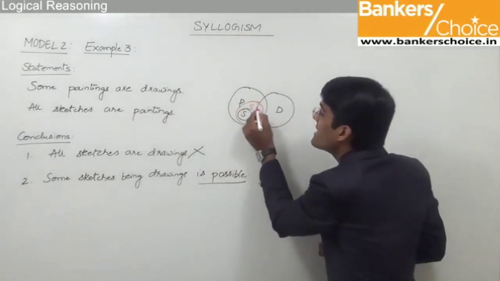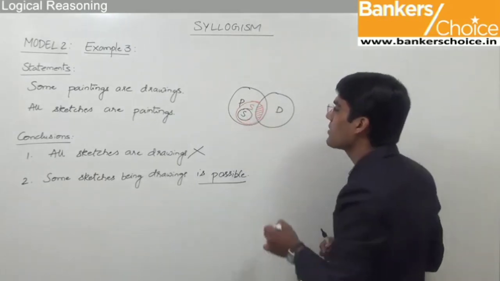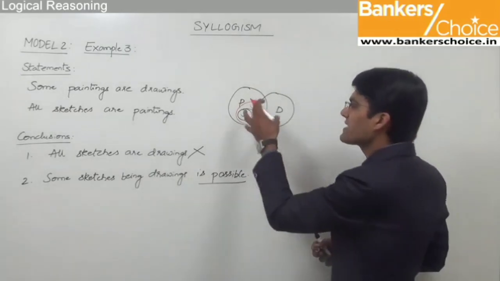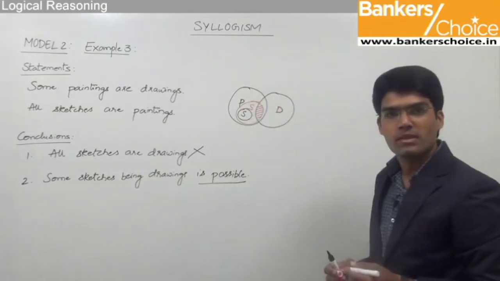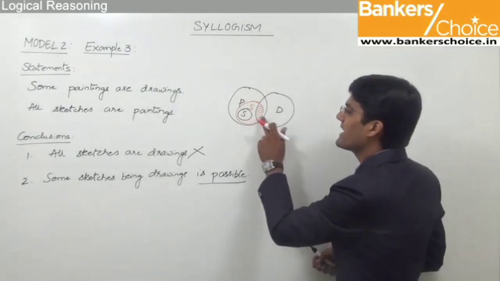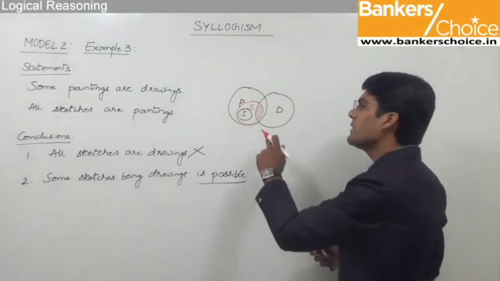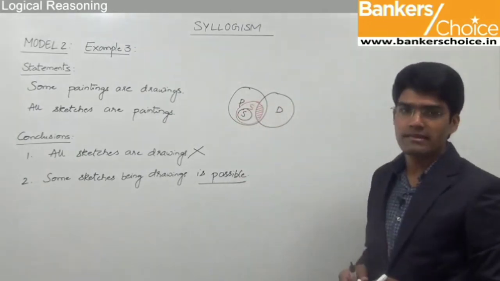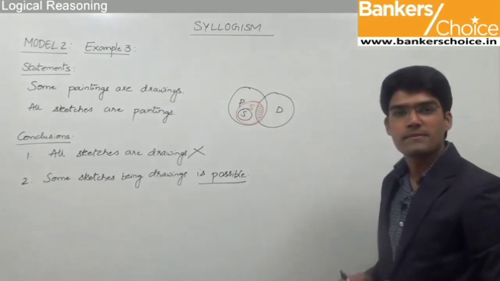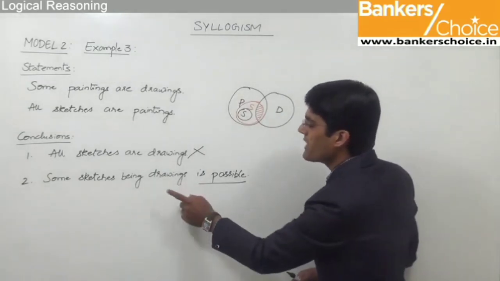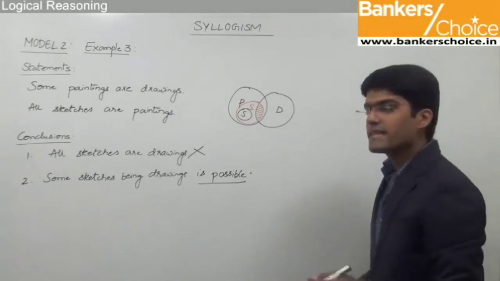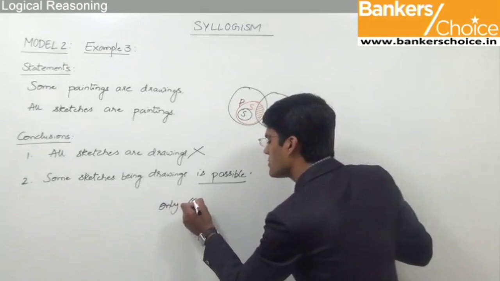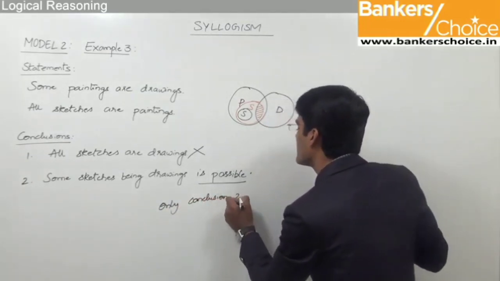And here we also find that there is an overlapping between sketches and drawings. So very clearly, some sketches being drawings is possible if you try to draw sketches in such a way that it overlaps with drawings. So the point here is, as per the basic diagram, sketches and drawings do not overlap. But if we try to draw sketches in such a way that it overlaps a little with the drawings, we find that some sketches can be drawings. And it also follows the given two statements. So very clearly, some sketches being drawings is possible in the red case. So we can say that conclusion number 2 is true. So the answer here should be only conclusion 2 follows the given statements.